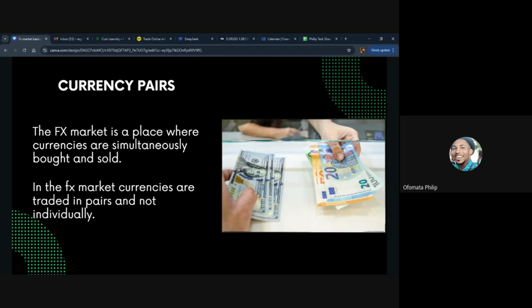So as you are buying one currency, you are selling the other one simultaneously. For example, if you want to buy the Euro USD, what you are saying is, I want to buy the Euro and I want to sell the United States dollar, which means you are betting on the Euro increasing in value, or betting on the United States dollar decreasing in value. That is what you are doing when you go long or buy a particular currency pair.